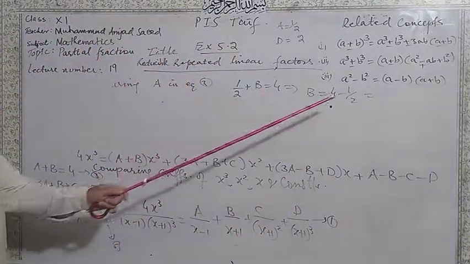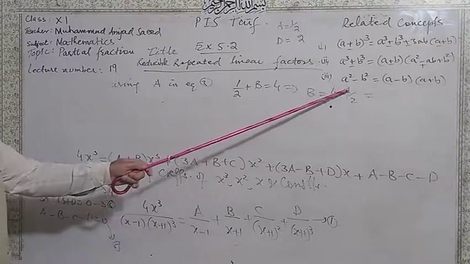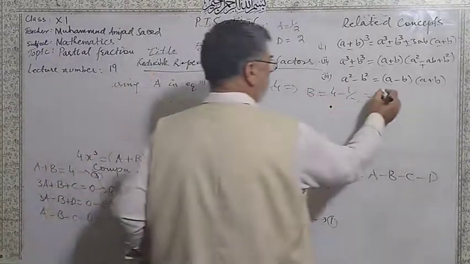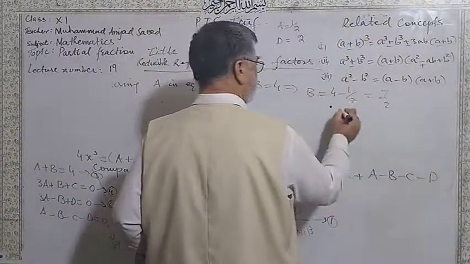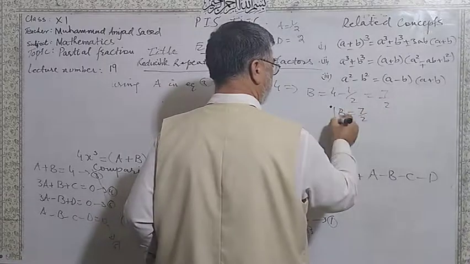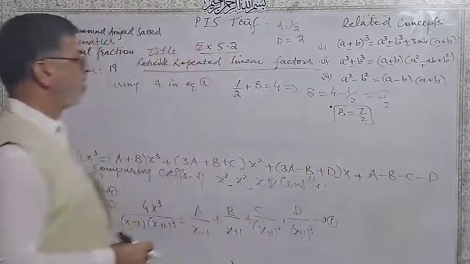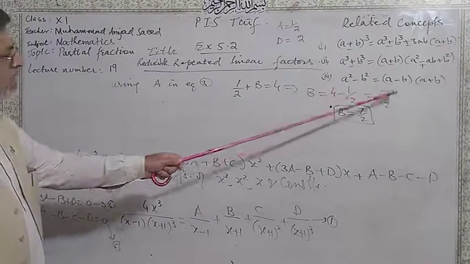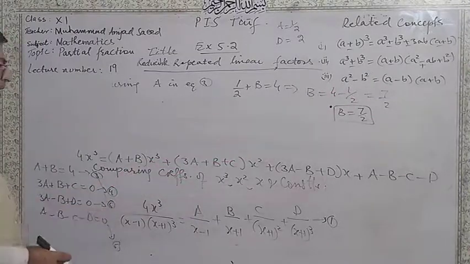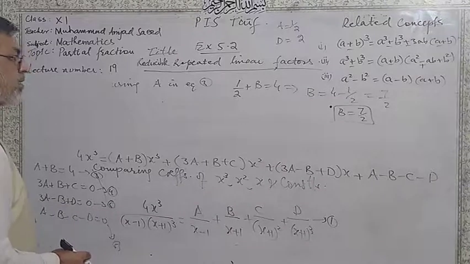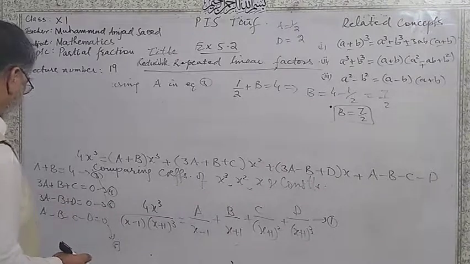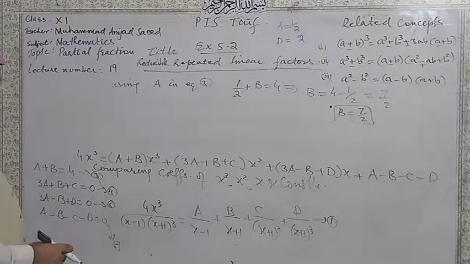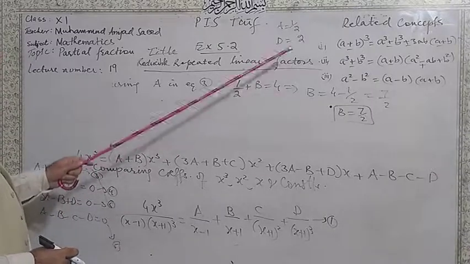Take 1 over 2 on the other side. 2 4 the 8. 8 minus 1 is 7. That is 7 over 2. So b is equal to 7 over 2. 2 4 the 8, 8 minus 1 is 7, 7 over 2. This is shortcut to find the fractions. After that, we need to find the value of c.